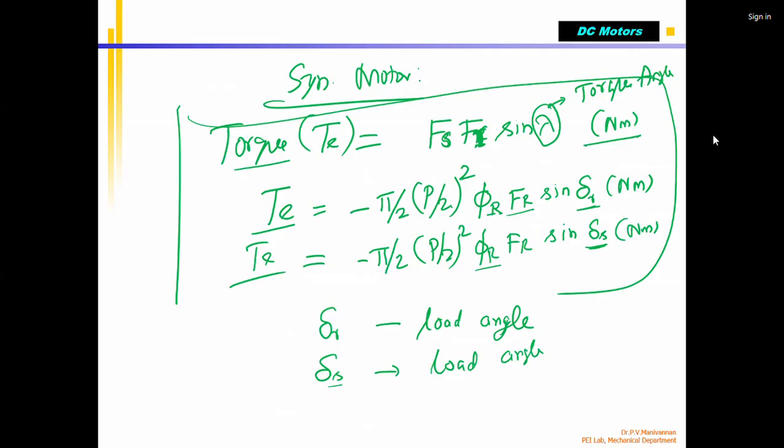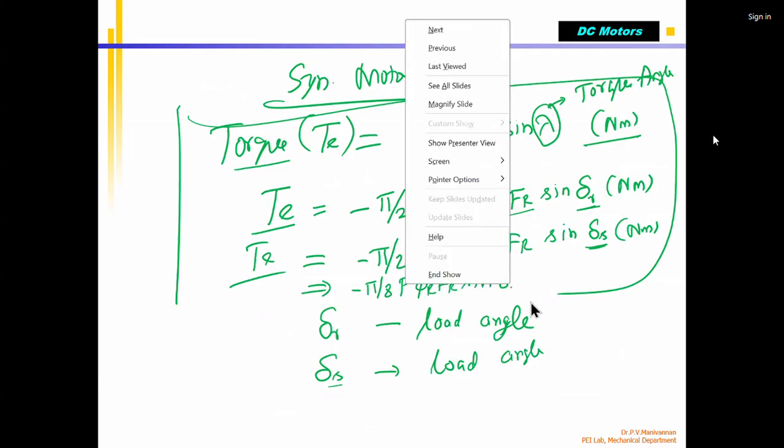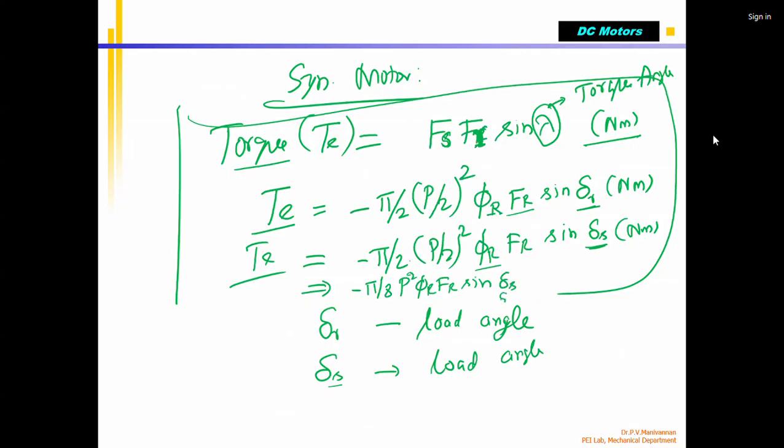Sometimes what they do is, this equation can be further written as minus pi by 8 into P square, correct? So P by 2 whole square is nothing but P square divided by 4. In the denominator there is already a 2, so 2 into 4 is 8. So that's why pi by 8 into P square into phi R Fr sine delta S, or you can substitute delta R. This also will give the final result. So in some books you will see TE equal to this.